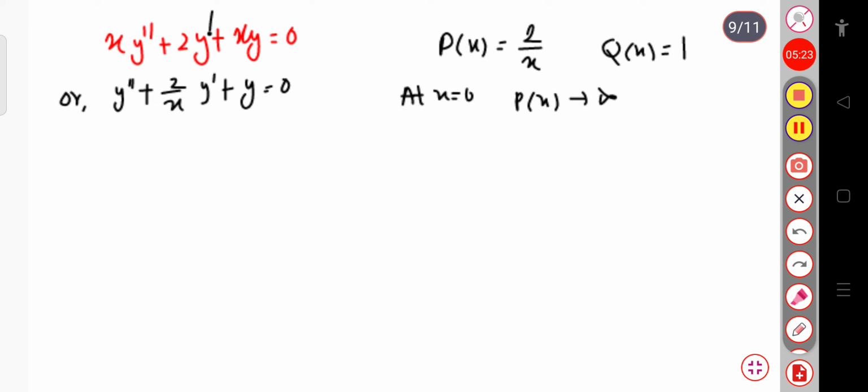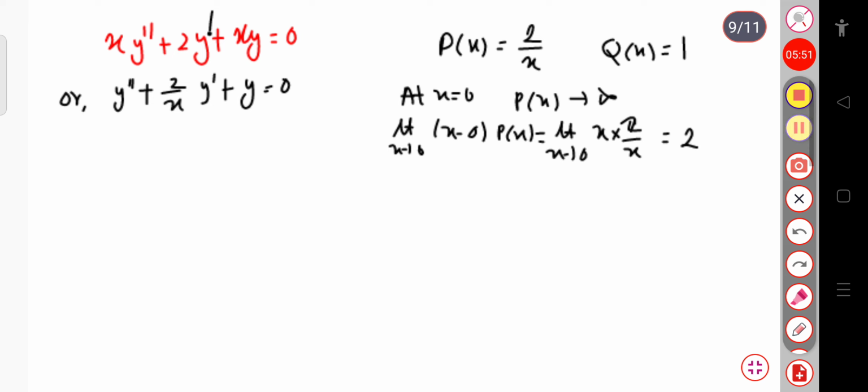Now we have to check whether it is a regular singular point or an irregular singular point. For that we have to check the limit as x tends to 0 of (x minus 0) times p of x. As I have told you, this is equal to the limit as x tends to 0 of x into 2 by x, the x gets cancelled. So the answer will be just 2. And also here q of x equals 1, so no need to calculate.